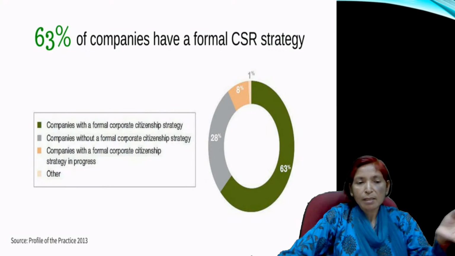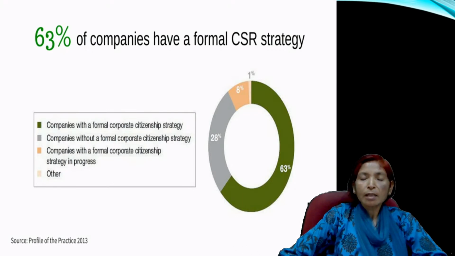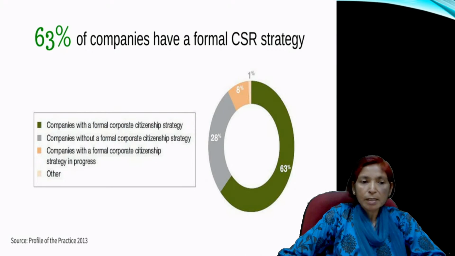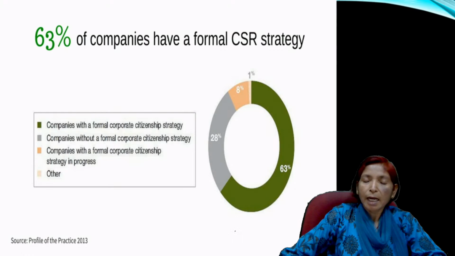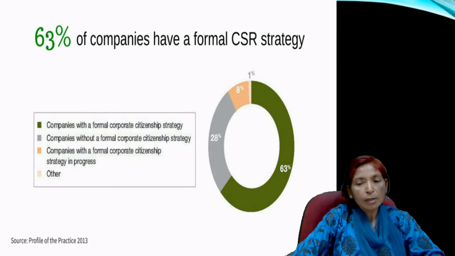So the larger proportion is 63%, in which the corporate sector performs its social responsibility formally, and 28% of companies are following their social responsibility but without a formal structure, and 8% of companies have a formal corporate citizenship strategy which is at present in progress, and 1% is other.